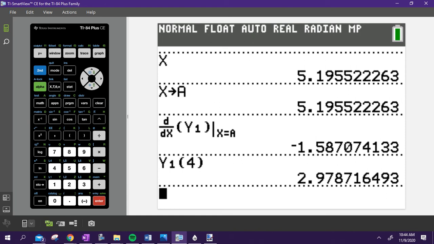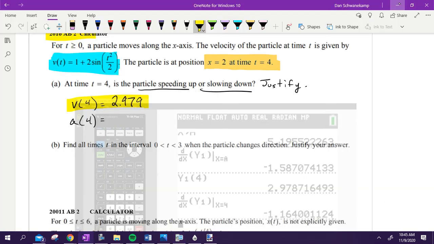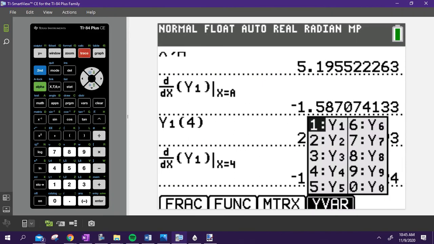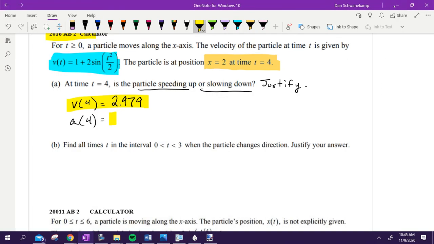Then we need to find the acceleration. What could I do in my calculator to find the acceleration? Take the derivative. So we're going to go math 8. I'm going to take the derivative at x is equal to 4. Boom, hit enter. Negative 1.164. Yep, alpha F4. So remember alpha F4. So I got negative 1.164. Based off of those two numbers is what we're going to justify this with.